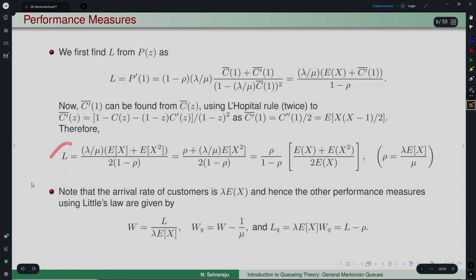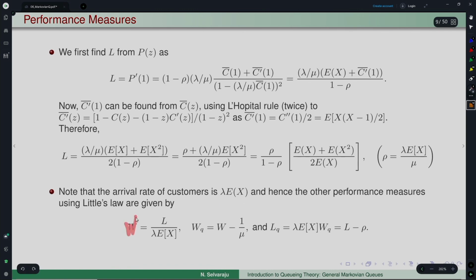Now, once we get this L, then by using Little's law and the box results that we have exhibited between W, WQ, L, LQ, we can employ Little's law to get the other quantities. But now you have to remember that the arrival rate of customers is simply lambda times expectation of x. So, Little's law would then be L equals this arrival rate times W, where it is not just lambda, but lambda times expectation of x that is actually now the total arrival rate. So, we have to keep that in mind.